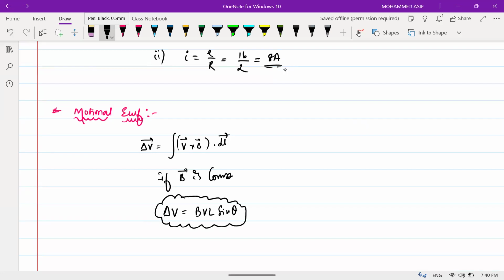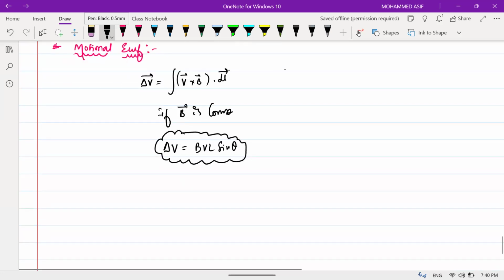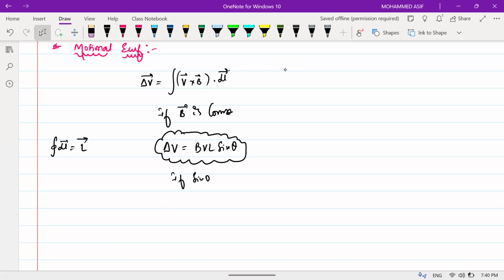Okay. Why? Because A bar cross B bar is AB into sine theta. Integral of dL is always equal to the total length of the conductor. Am I clear? If sine theta is maximum, that is, the maximum value of sine theta is 1, then the change in potential is equal to BV into L, or BLV you can write.